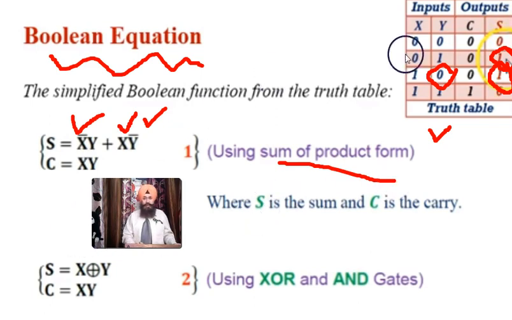Now let's come to the carry. For the carry there are 0, 0, 0, and only one 1 here, so only one term. What about x is 1 and y is 1? So xy only is the min term. So this is the carry. If you use the exclusive OR gate, then x complement y plus x y complement is nothing but the exclusive OR operation. So S is equal to x exclusive OR y, whereas the carry is only xy.